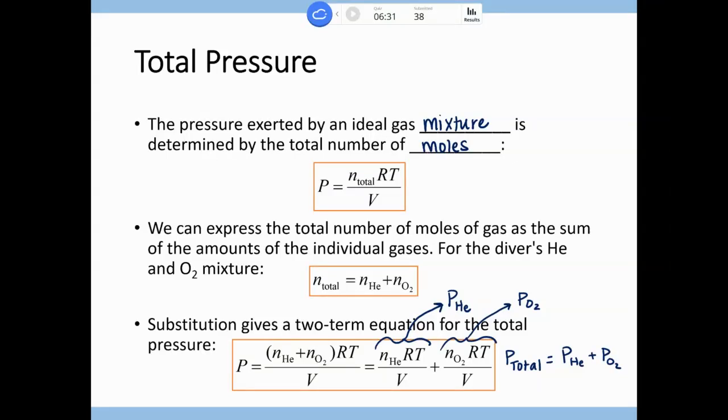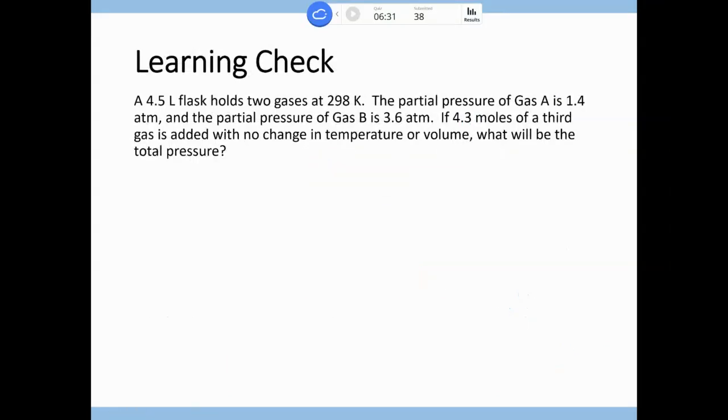Okay, now let's put all of this into a problem here. We have a 4.5 liter flask holding 2 gases at 298 Kelvin. The partial pressure of gas A is 1.4 atmospheres. The partial pressure of gas B is 3.6. And then we're now adding 4.3 moles of a third gas. We're not changing temperature, we're not changing volume. And then we're looking for the total pressure.